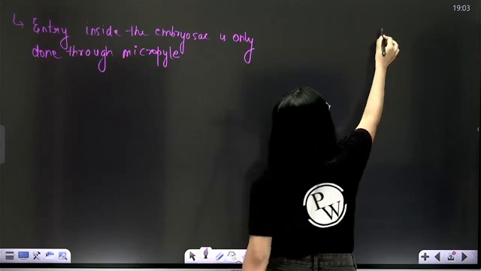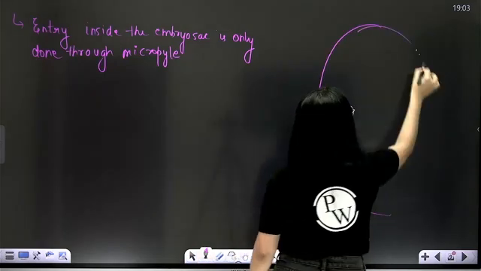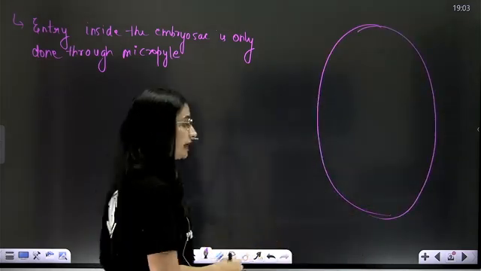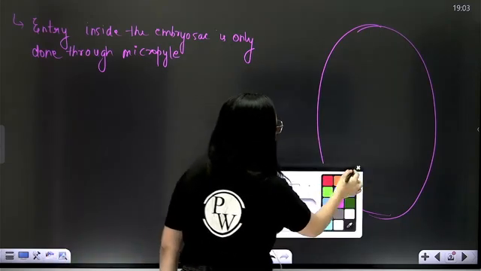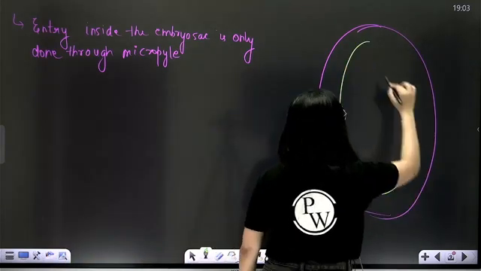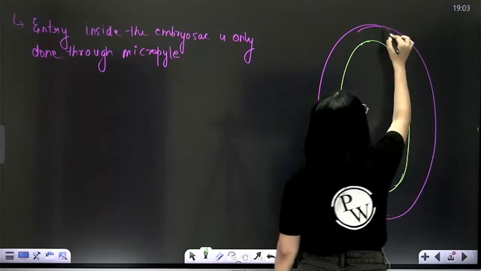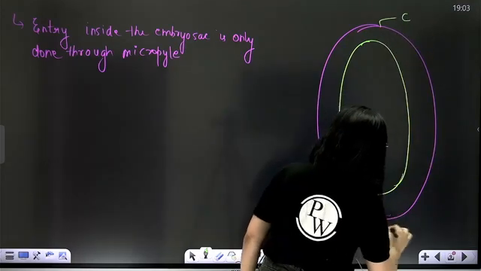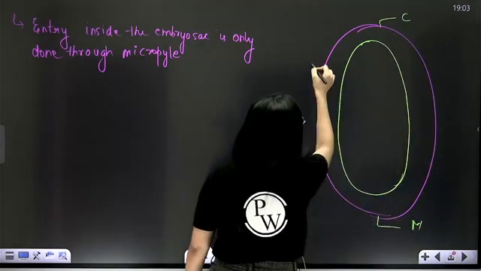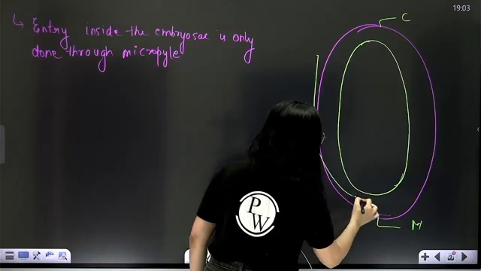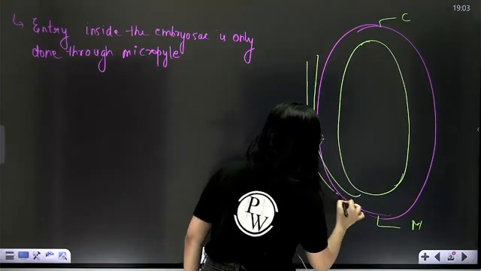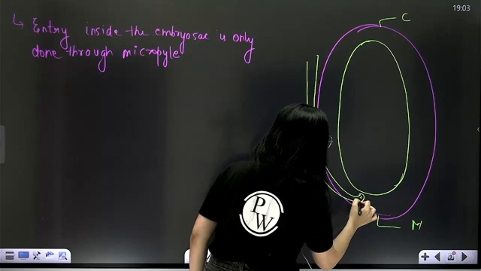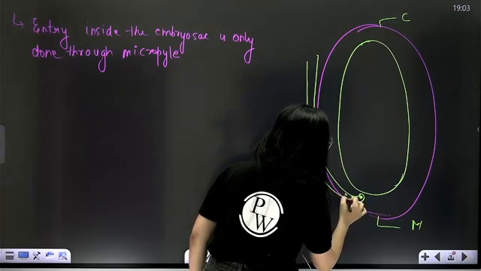Chalo, I'll draw this. So this is my ovule. Correct? Yes or no? Inside this ovule, there is the embryo sac. Now, this is the chalazal end. This is the micropylar end. Now, the pollen tube has just entered, which is carrying 2 male gametes.